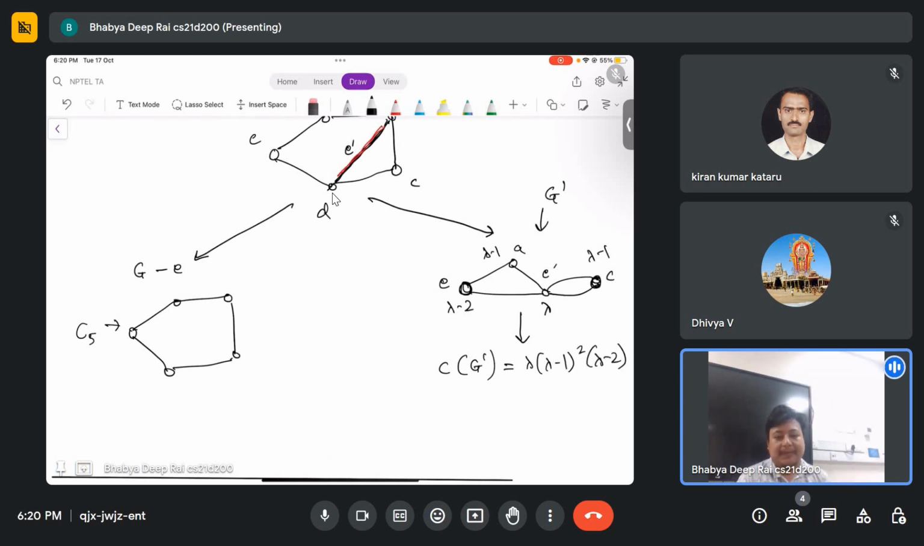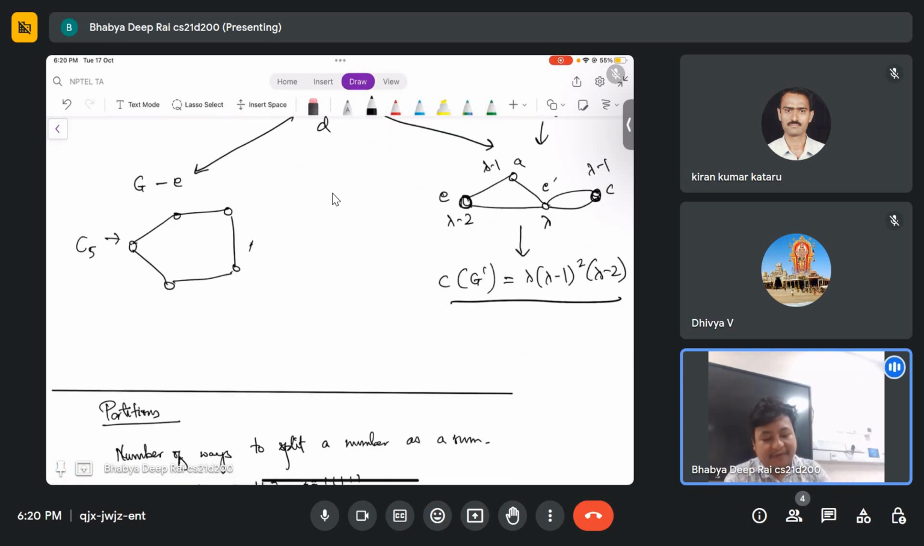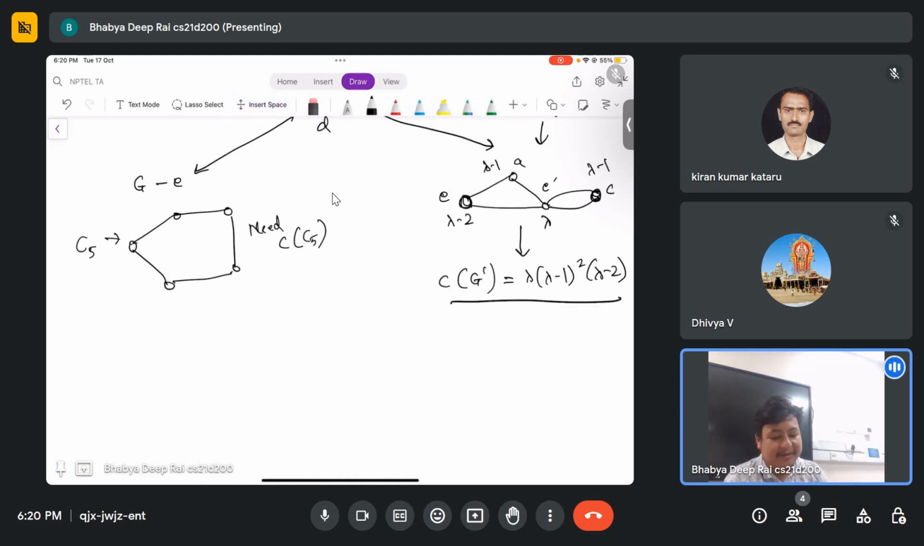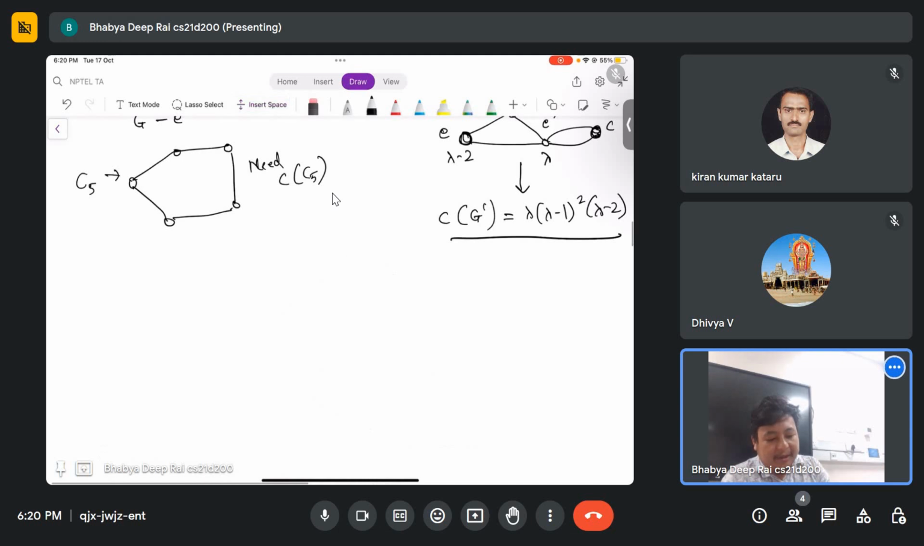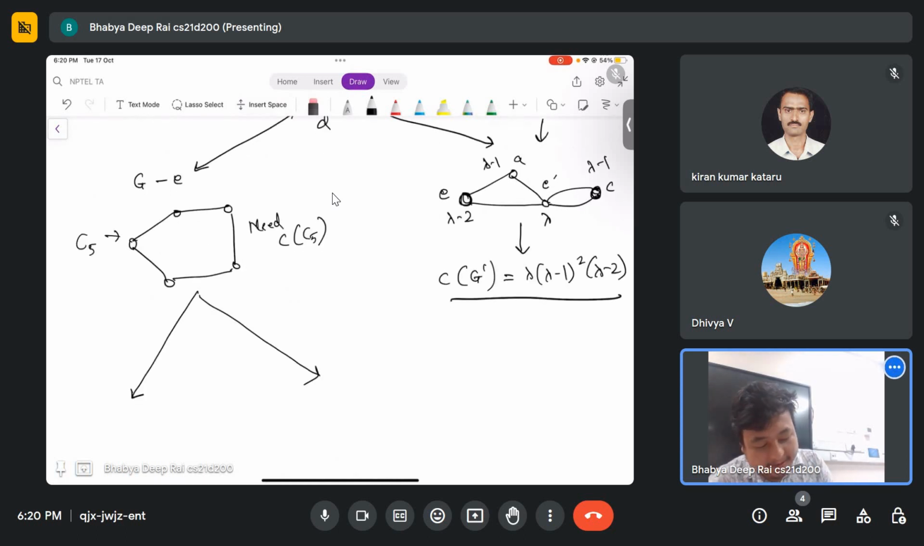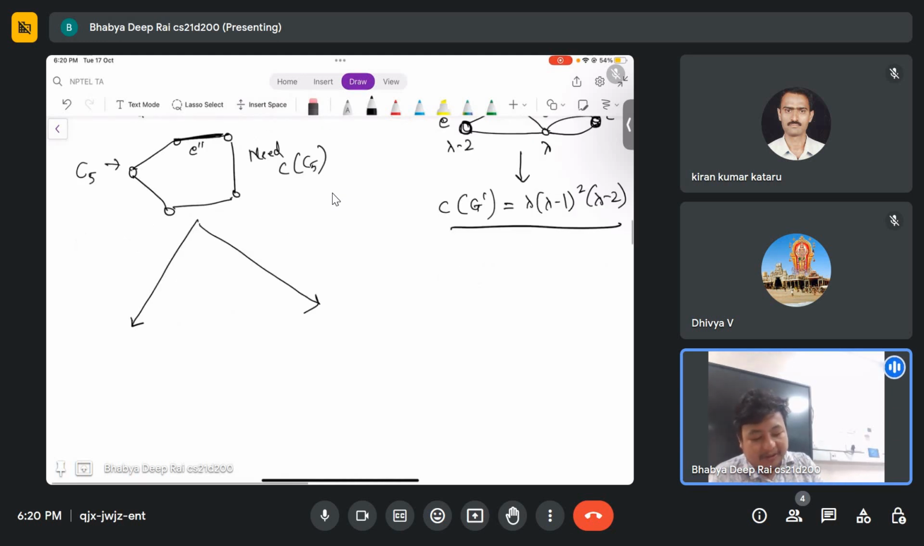I hope it's clear so far. So I've got the chromatic polynomial for this particular graph. What remains is the chromatic polynomial for this graph. I need the chromatic polynomial of C5. As soon as I get it, I'll get my answer. And how do I do this? I actually split it up once again. I choose an edge, let's say this particular edge, I'll call it E double prime. Now what I'll do is I'll find it for C5 minus E double prime and C5 contract E double prime.